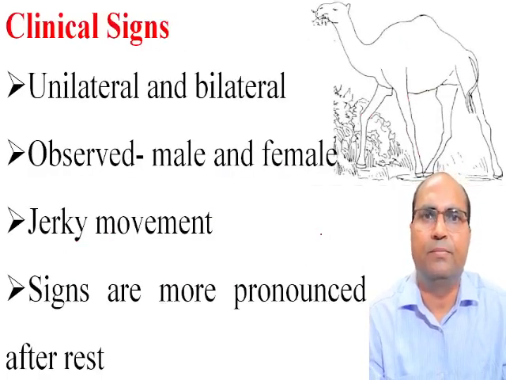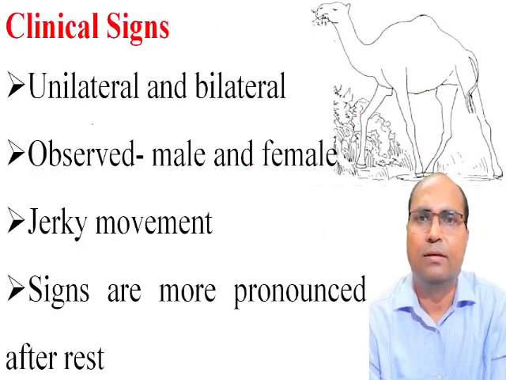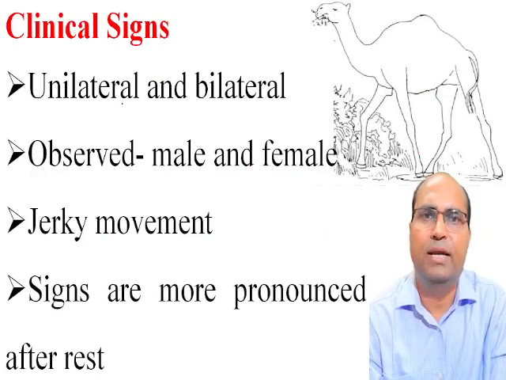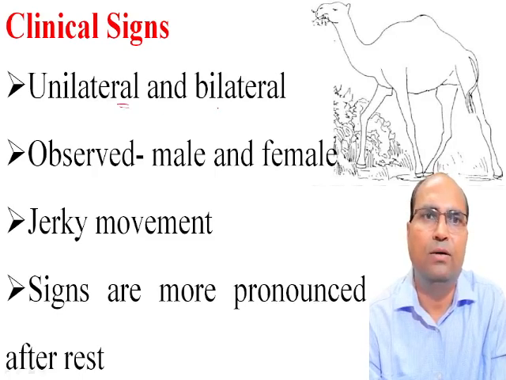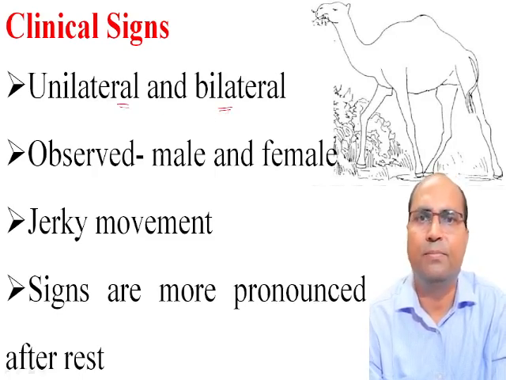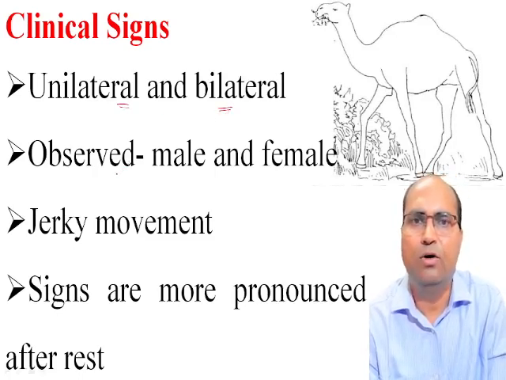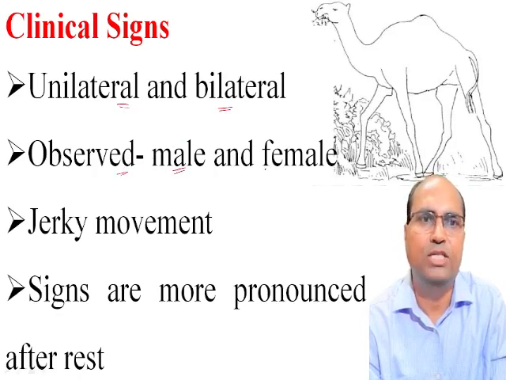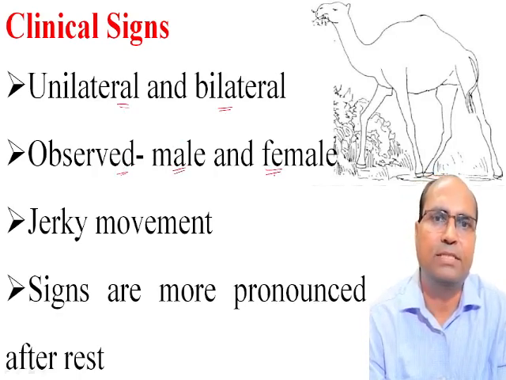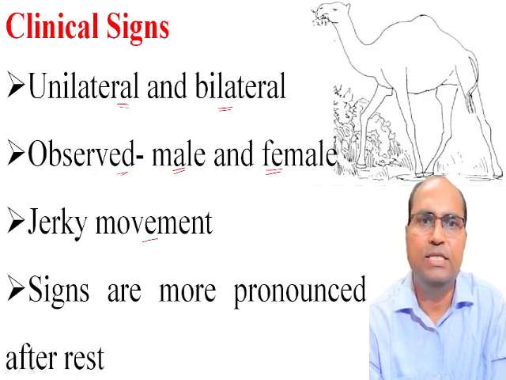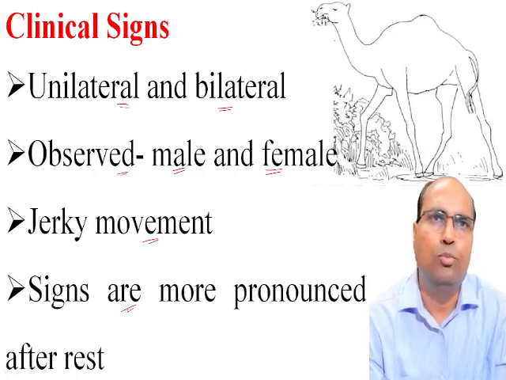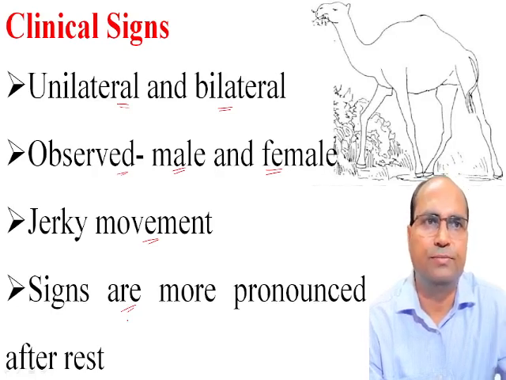Clinical signs. Upward fixation of patella may be unilateral or bilateral. It is observed in male as well as female animals. There is jerky movement of the limb. The signs are more pronounced after rest.